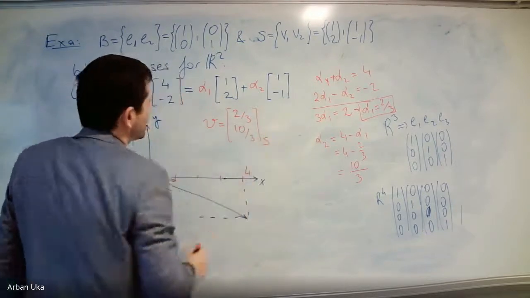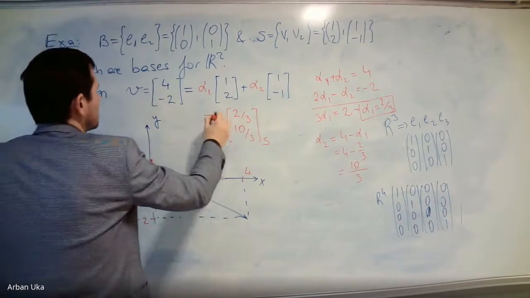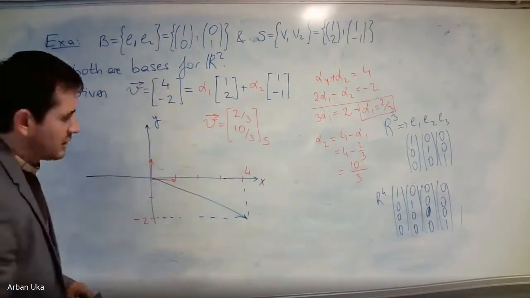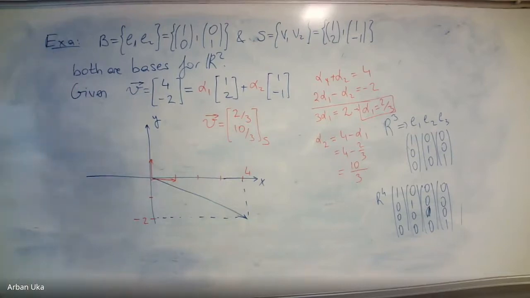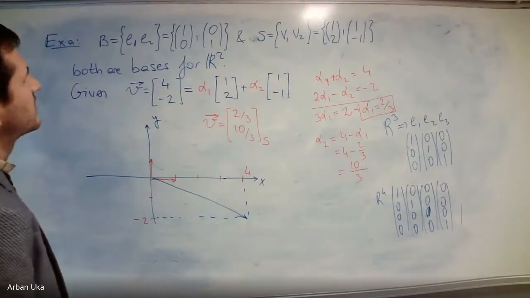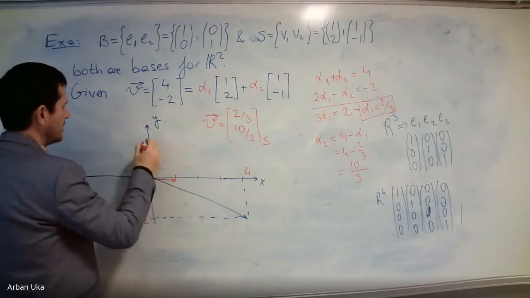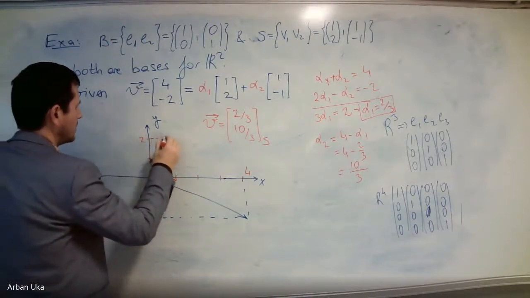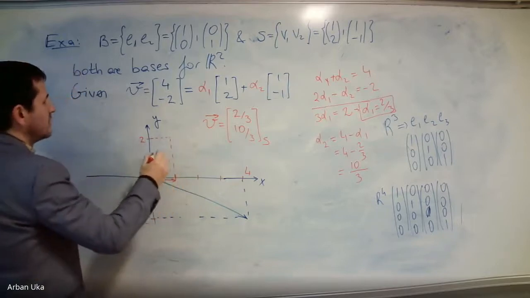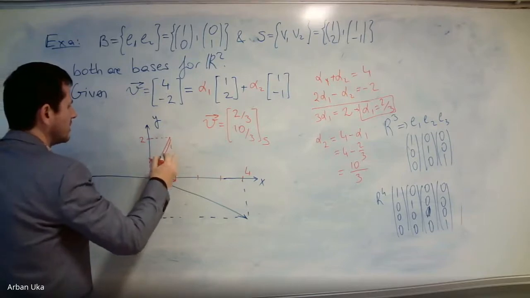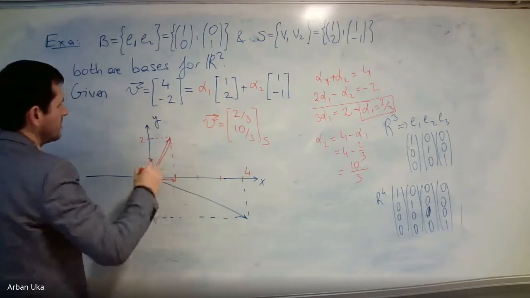But according to basis S, this is the same vector. Let's try to draw these vectors here. Where is the vector 1, 2? The basis is 1, 2. So here we have 1, 2. Let's draw this one in double lines, because this is the basis S.